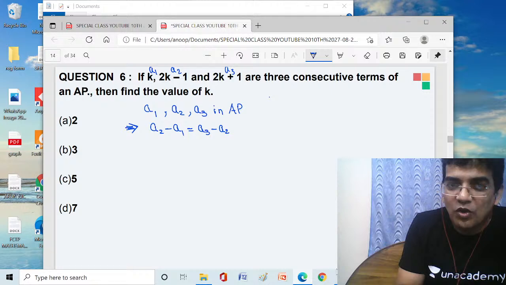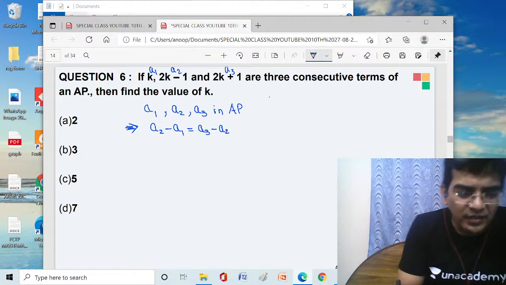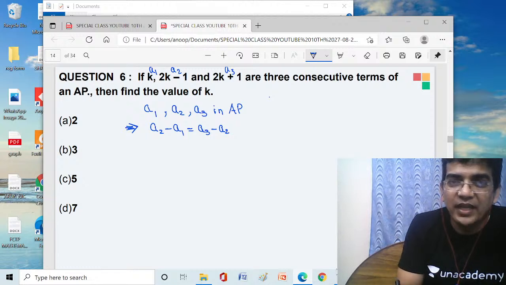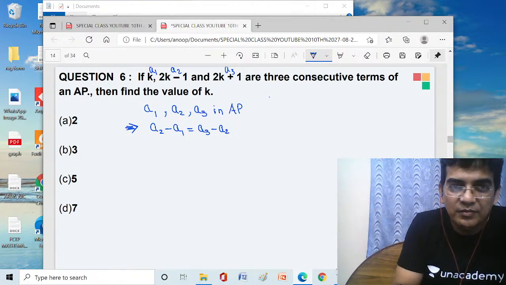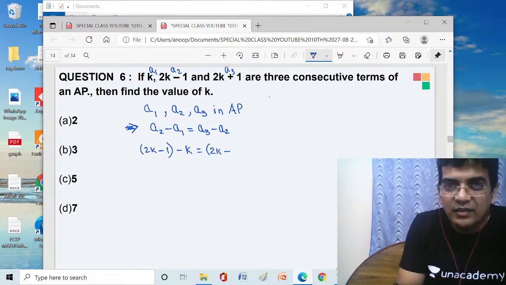I think you must know that the difference between any term of an AP reduced by its preceding term is called the common difference. So let's substitute the values over here. A2 is 2k minus 1, then minus A1, A1 is k. Now on the right side we have A3 minus A2. A3 is 2k plus 1 minus A2, A2 is 2k minus 1.